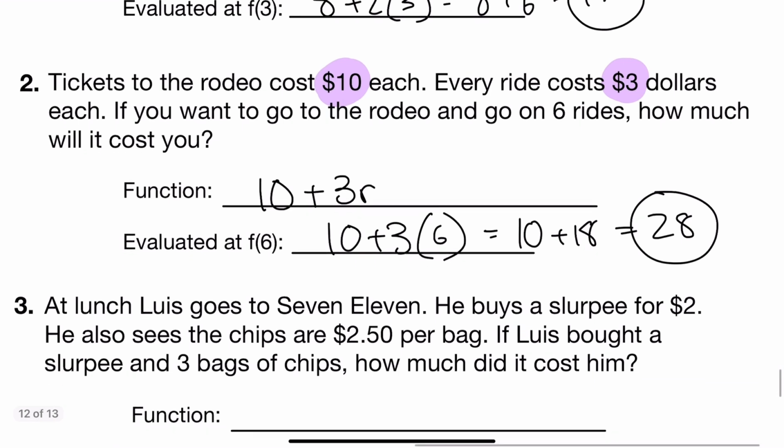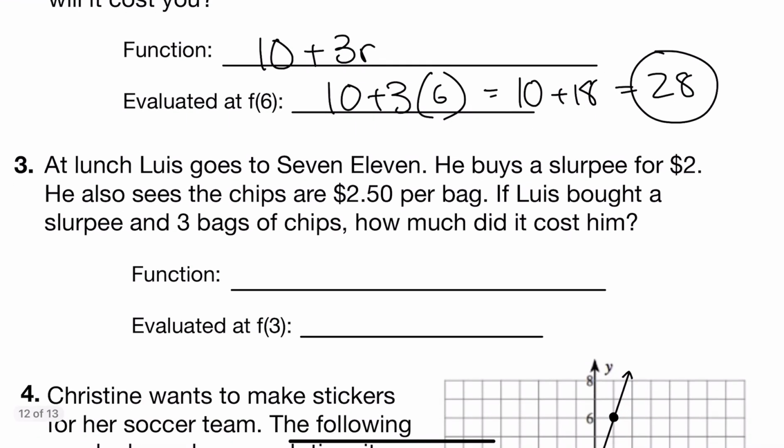All right, number 3. At lunch, Luis goes to 7-Eleven. He buys a Slurpee for $2. He also sees the chips are $2.50 per bag. If Luis bought a Slurpee and 3 bags of chips, how much will it cost him? So we know he buys a Slurpee, so that was $2, and he's going to buy chips, and each bag of chips was worth $2.50. Okay, and that's going to be for every bag of chips, so I'm going to use C for chips.